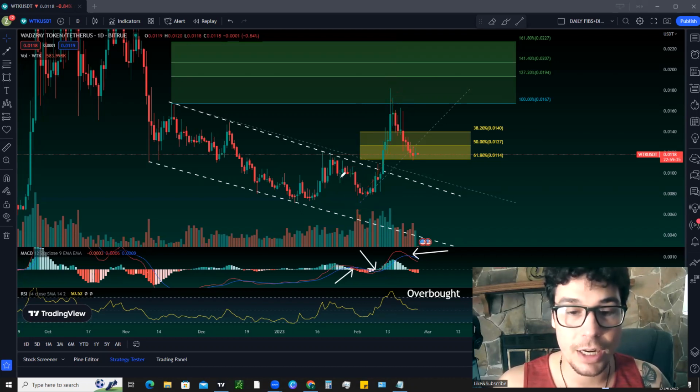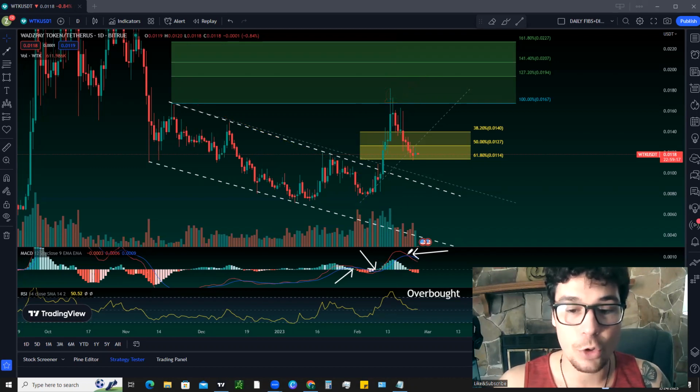So we cross below here, we do get a nice little pullback, but very shortly afterwards, we end up getting a MACD crossover to the upside, where the red line here crosses above the blue line. And we end up getting a breakout of the chart pattern of that trend line right there, as well as coming up to our major breakout level and hitting that price target.